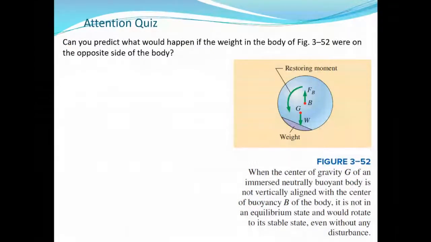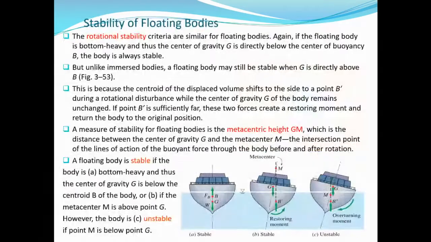Now, attention quiz. Can you predict what would happen if the weight in the body of this figure were on the opposite side of the body? Meaning the weight is here instead of here, it is here. Okay, so what will happen? What will happen to the restoring moment? Is it still going to be counterclockwise? No, in this case, it is going to be clockwise. The restoring moment is going to be in the other direction. Okay, this is exactly what will happen because the weight is towards this side. Okay, so it will push it towards the right. Okay, that is a clockwise moment.